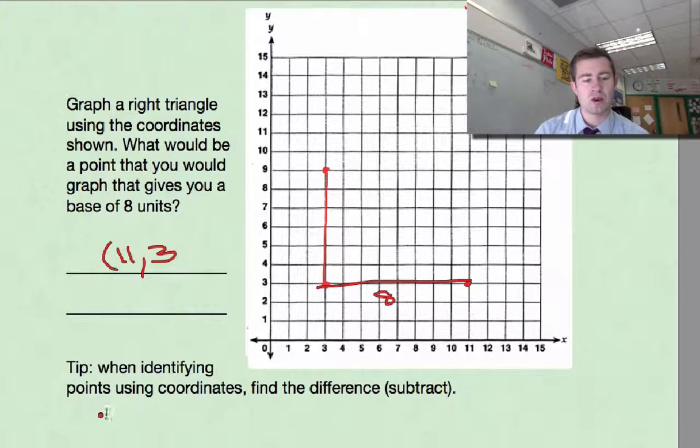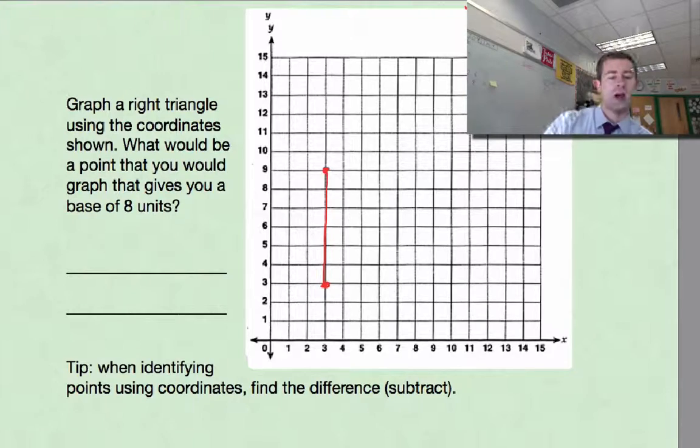All right, so when identifying units and coordinates, we could do subtraction, we could add. If we're going to the right, we're adding. If we're going to the left, we're subtracting because we're decreasing in our x value. If I'm going up, I'm increasing. If I'm going down, I'm decreasing, so I subtract or add accordingly. All right, one final problem.